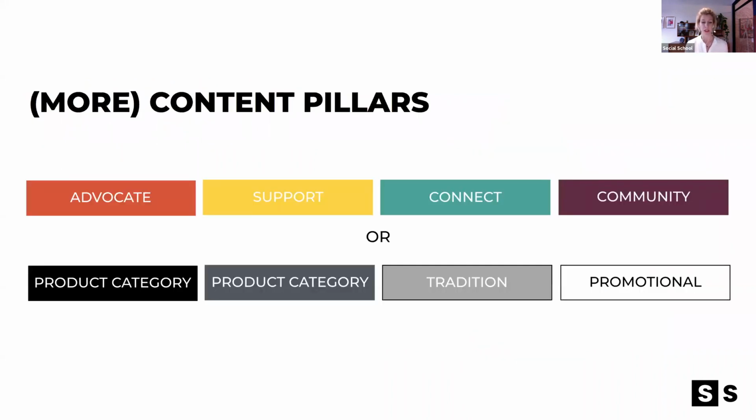What's another example? Well, here's a few. Advocate, support, connect, community. Or, maybe if you're not quite able to break your pillars into something emotional, which is probably the ideal if you can get there, because your content will get a little richer, then maybe you want to start with product categories, which is totally fine.